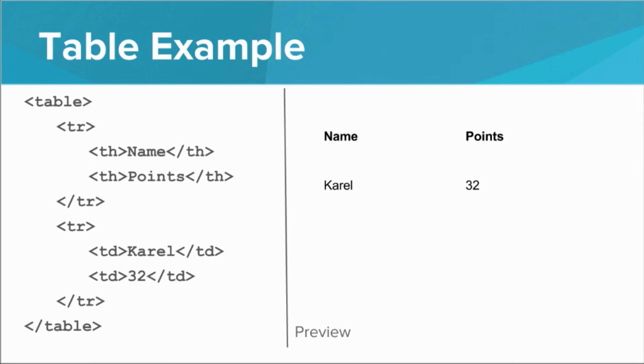And the result of this looks like that. We see in the first row we have name and points, and those are headers. And in the next rows we have the actual table data. Carol has scored 32 points.